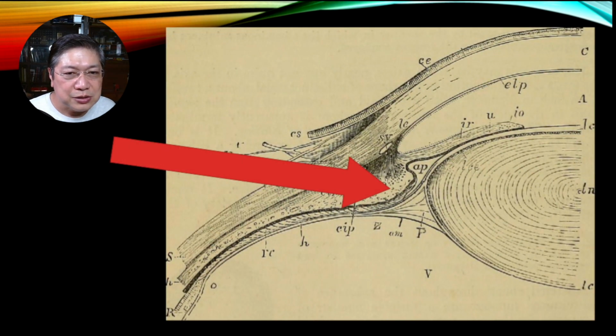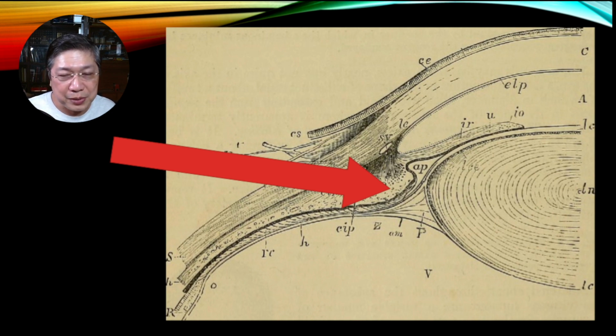Now, this is how the zonules look. It's not just one cable. These are a series of cables. It's not just placed in one point. It's spread out in several points. That is the reason why the lens is controlled very well, and it's very strong. It usually can withstand pressures.